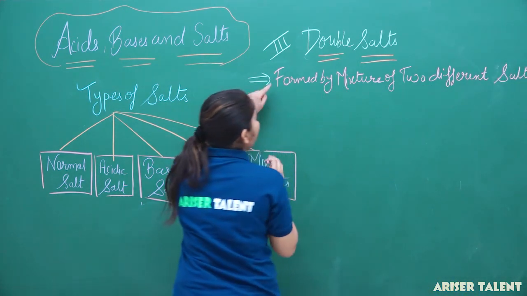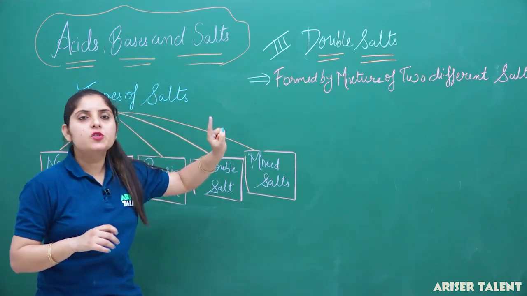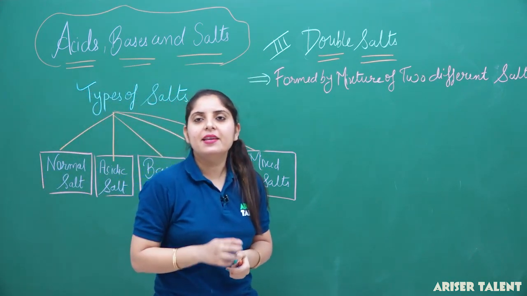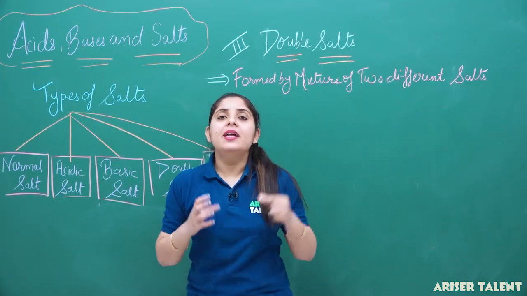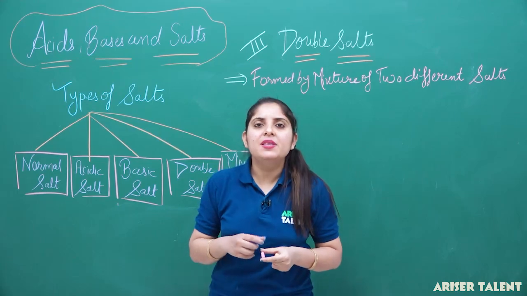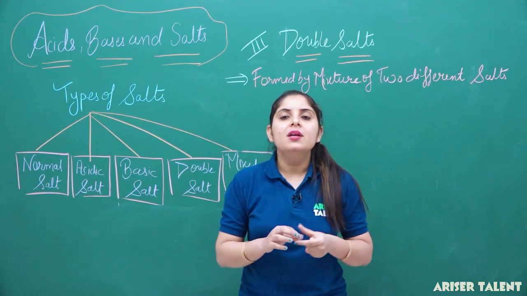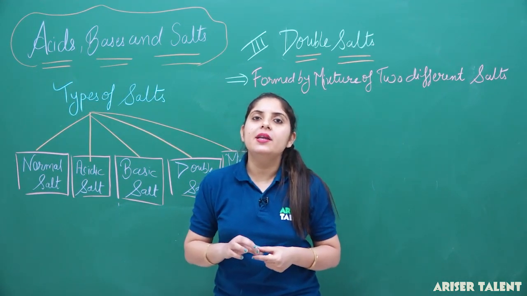So these compounds are formed by the mixture of two different salts. So we can say that these are categorized in the category of the double salt. We will take a general example, that is potash alum. Potash alum is basically used to perform the cleansing action of the water in our day-to-day life.